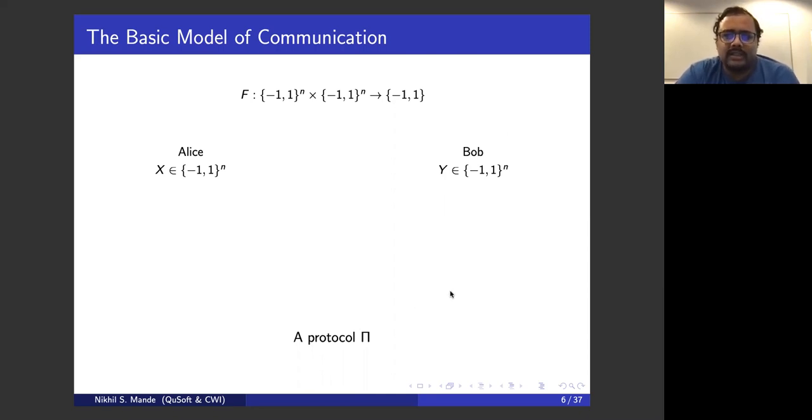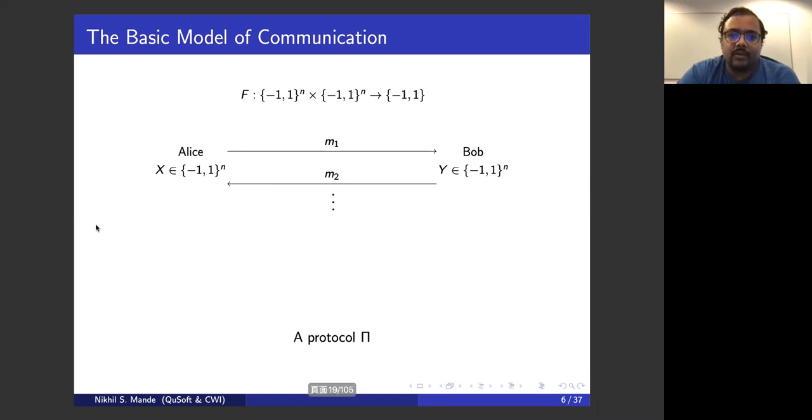And what does the general protocol look like? It's like the following. Alice on input x sends a message m1 to Bob. Now Bob sees m1, and based on y, he replies with a message m2. And then they proceed so on until they both agree on an output. And let's say one of the parties, let's say Alice, outputs pi of xy, which is either -1 or 1. So this is a protocol pi. And the cost of this protocol is the total number of bits, or in the quantum world, qubits communicated, over the worst case input, x and y.